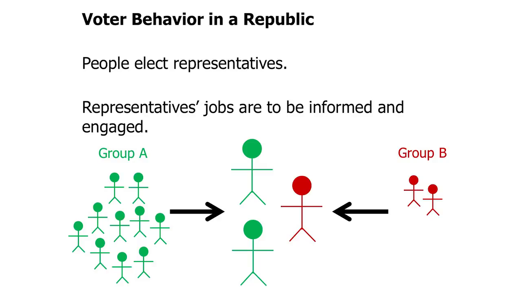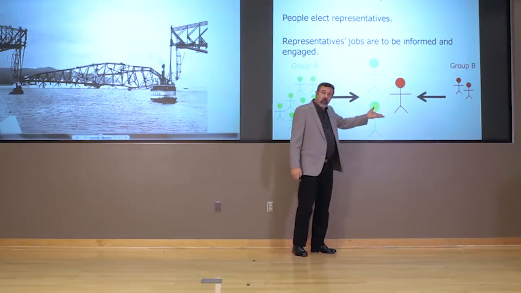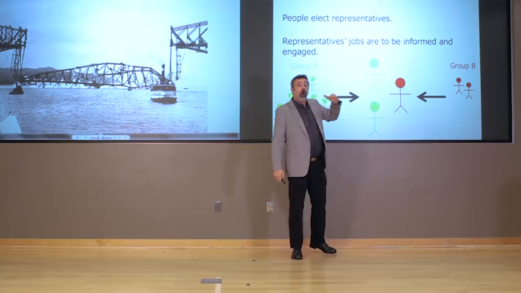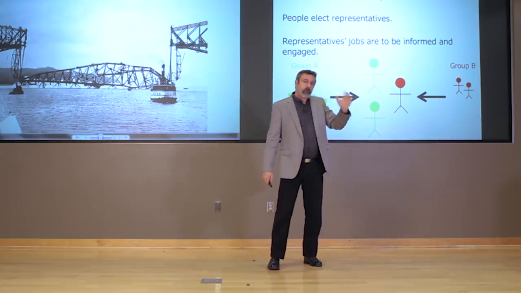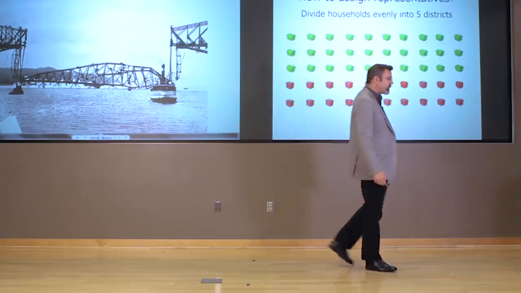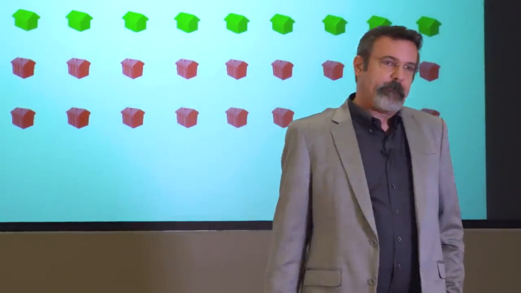So you could imagine the people in Group A hiring representatives to represent them, and the people in Group B hiring representatives to represent them. And these representatives then will hash out whether this law is a good idea or not and vote on behalf of the people in the way the people would vote if they had the time and the energy to study the law themselves.